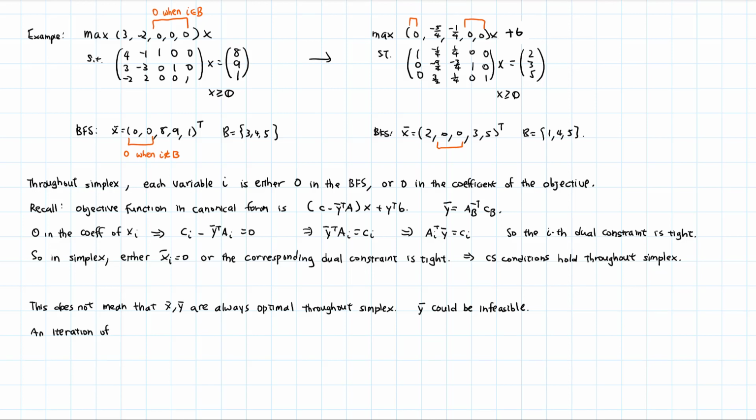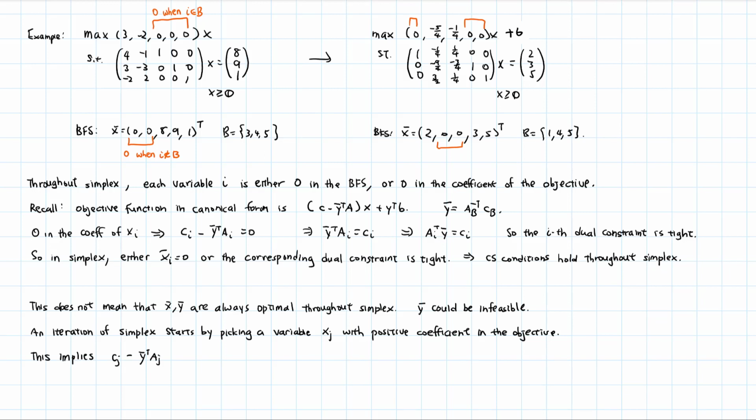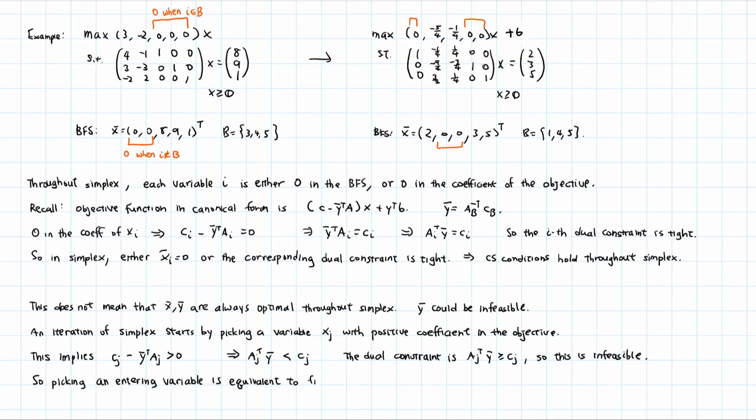Let's look at an iteration of simplex. It starts by picking a variable xj with positive coefficient in the objective function. This implies that cj minus y bar transpose Aj is greater than 0. This implies that Aj transpose y bar is strictly less than cj. But the dual constraint is Aj transpose y bar is at least cj, so this is infeasible. So picking an entering variable is equivalent to finding an infeasible dual constraint and trying to fix it.